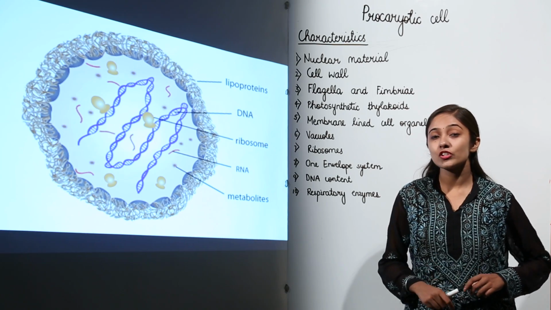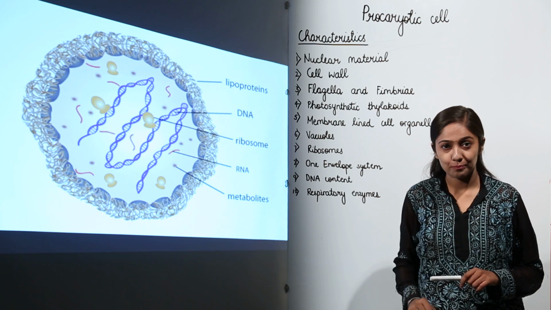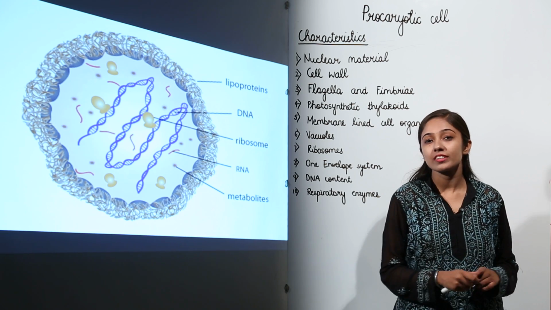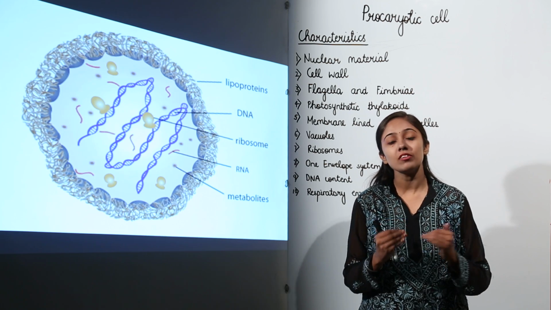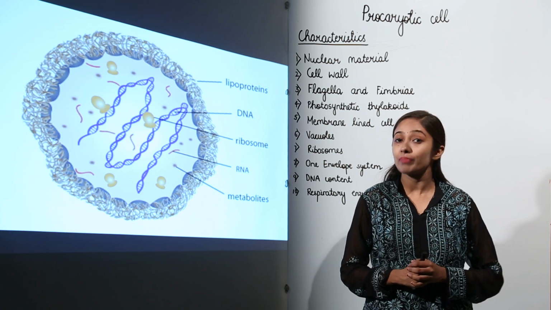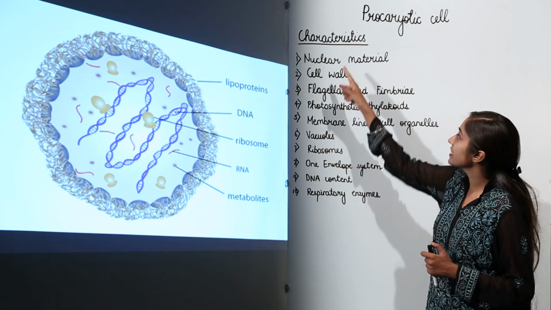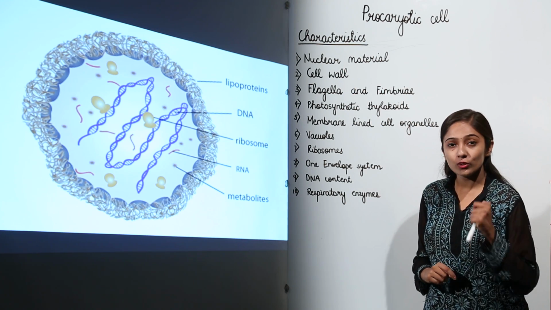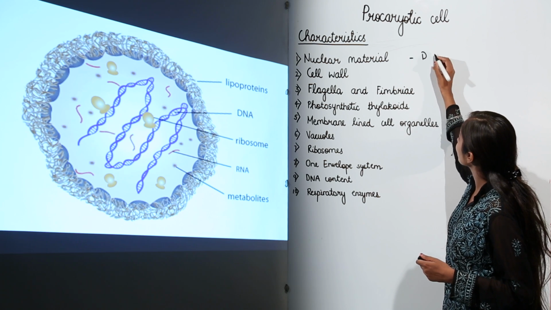Now let's discuss the general characteristics of a prokaryotic cell. The example of a prokaryotic cell is a bacteria. We are going to discuss the general characters and then we will discuss the structure of a bacterial cell in detail. So let's start with the nuclear material first. When we talk about the nuclear material, then definitely we are talking about DNA, right?